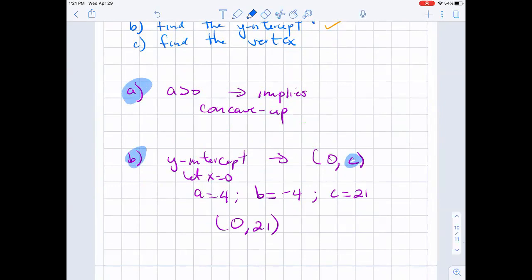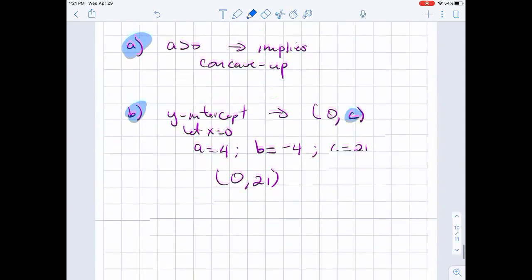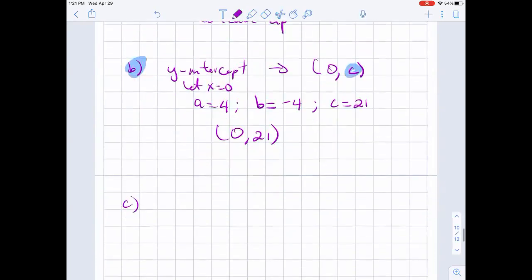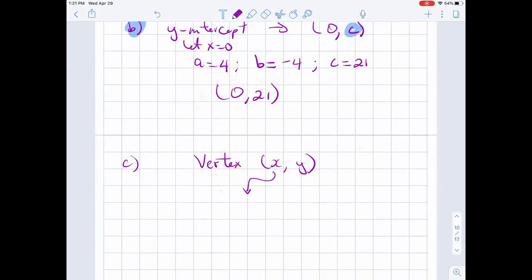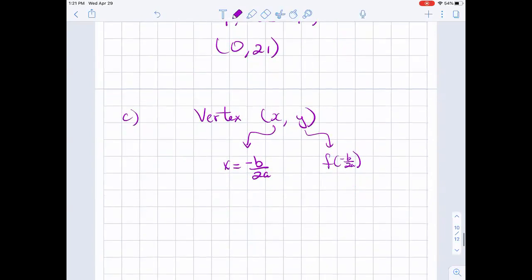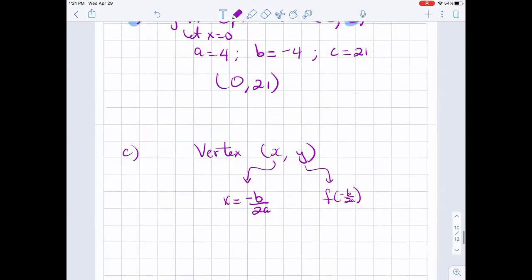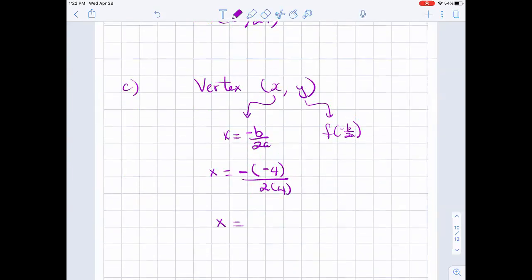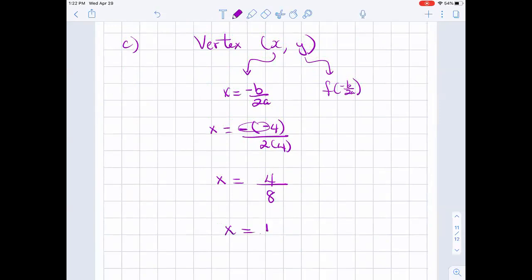Questions? No. Okay. Now, part C is the part where you have to do some work. The vertex. The vertex is some x comma y. And how do we find x? x is equal to minus b over 2a. And the y will be f of minus b over 2a. Whatever value you get for that, you plug it in. So we know that b is -4. So we have x is equal to minus b, which is -4, over 2 times a, which is 4. So x is equal to, these 2 negatives combine to be a positive, and 2 times 4 is 8. So x happens to be 1/2.